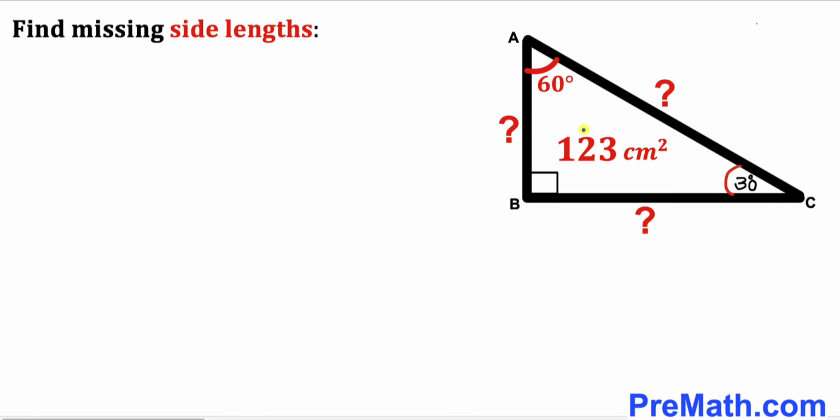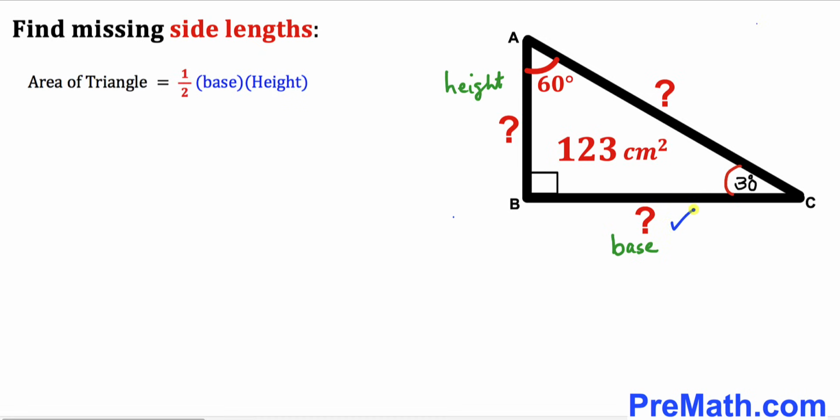Now let's make an observation. We can see the area of this triangle has been given to us as 123. Let's recall the area of a triangle formula. Area is always equal to a half times the base times the height of the triangle. We know this leg is the base of this triangle, whereas this leg is the height. So therefore these two side lengths are very important.